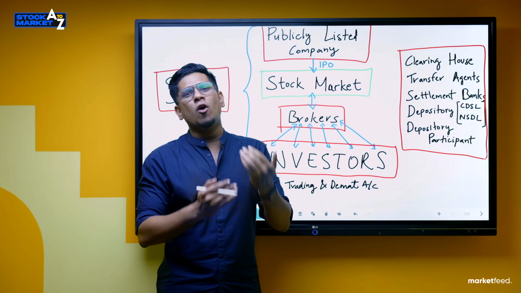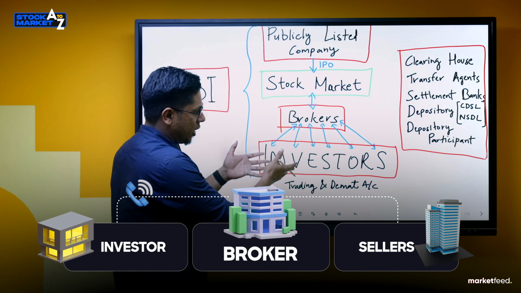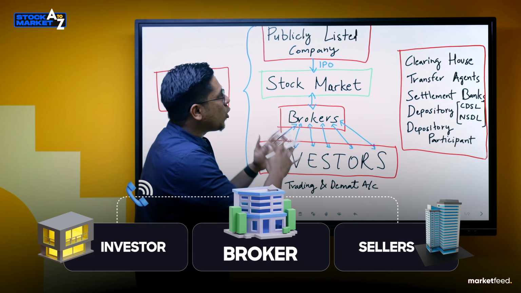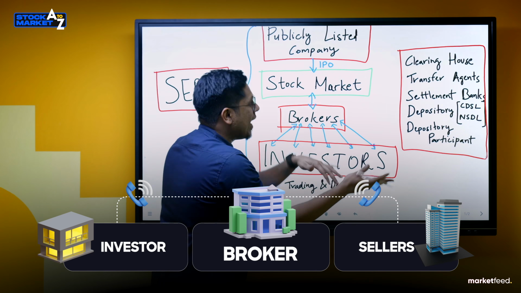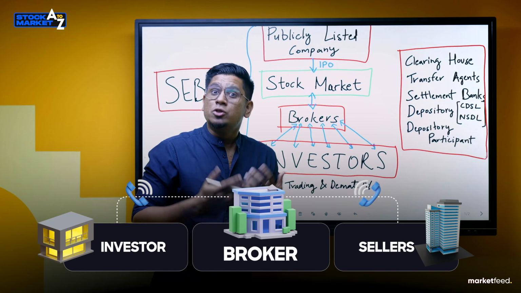Then technology evolved a bit. All these things started happening over telephone. An investor can sit at home, call his broker and say, hey broker, I want the stock. Then the broker would again probably go to the stock market, make some phone calls and find a seller, and then facilitate the transaction or get the stock for us.